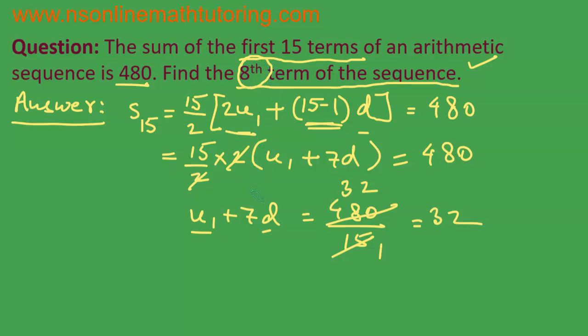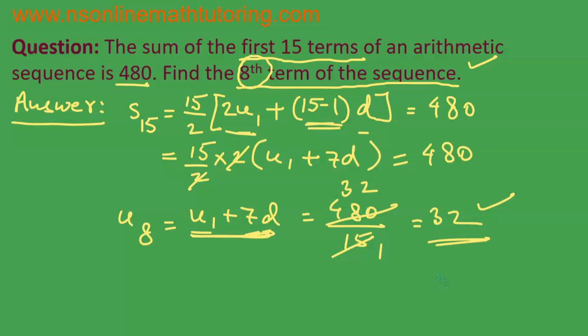We are asked to give the 8th term. And what is the expression for the 8th term? It is U1 plus 7D, right? U8 is equal to U1 plus 8 minus 1 times D. 8 minus 1 is 7. So, this is the 7th term. Sorry, it is the 8th term, not the 7th term. We have found the numerical value of the 8th term. It is equal to 32.